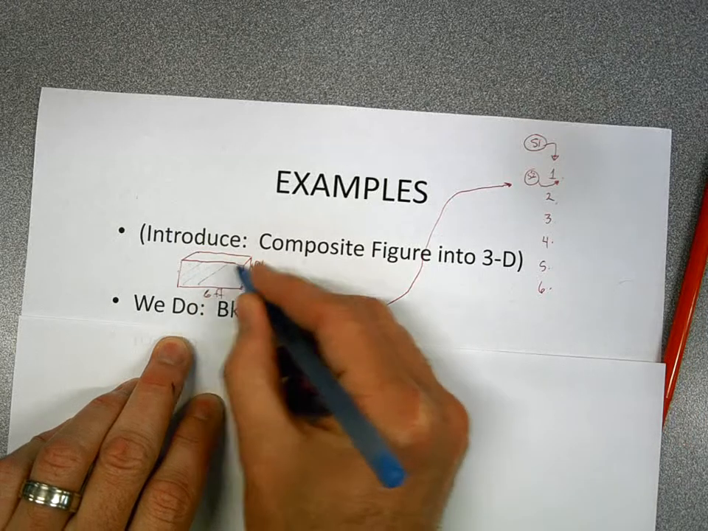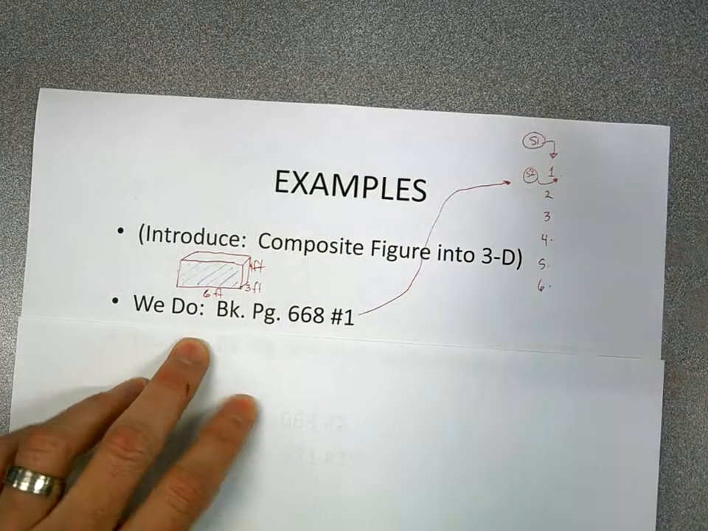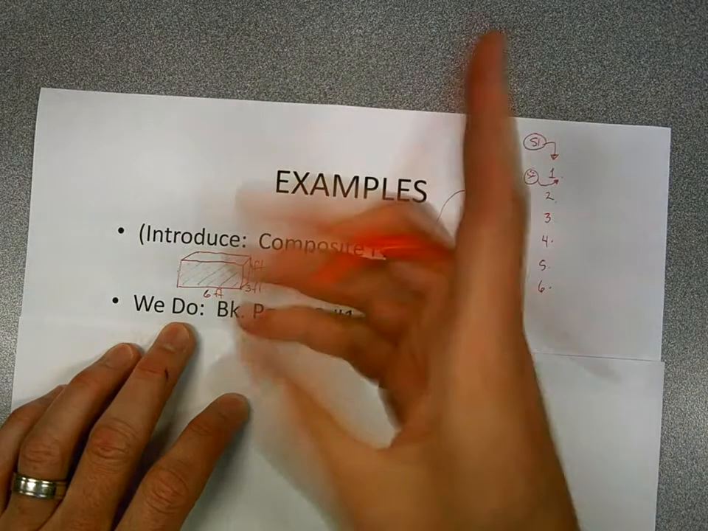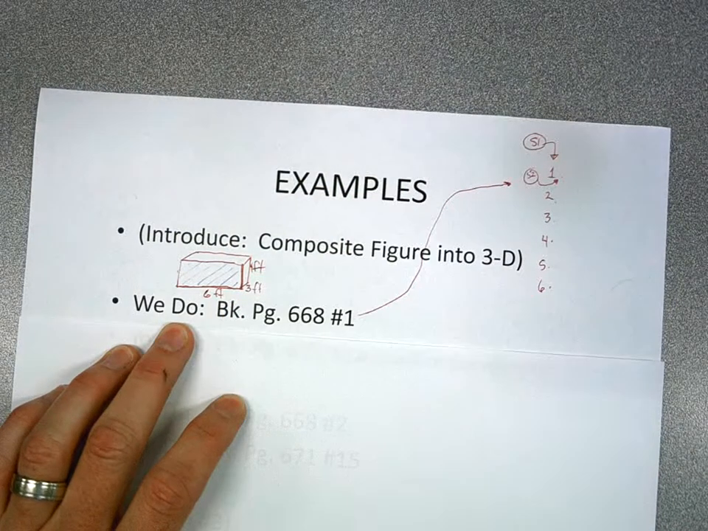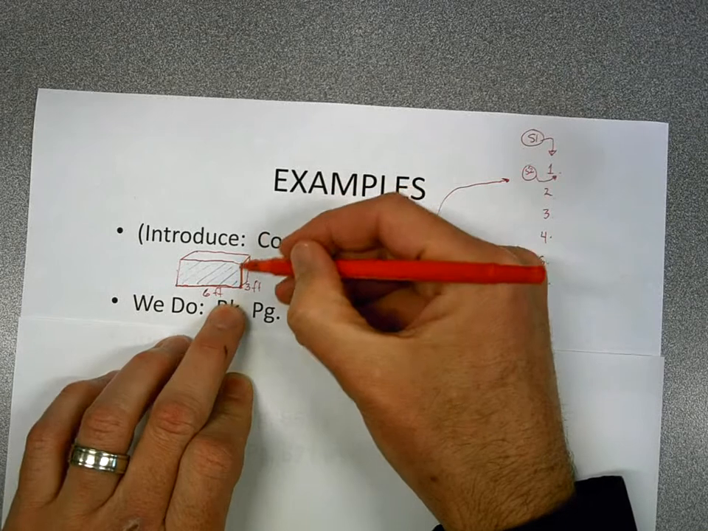Now the nice part about this problem is it's a rectangular prism, so of course all we do is multiply the base times the height, or length times the width, right? So we have 6 times, and then this height right here is 4.